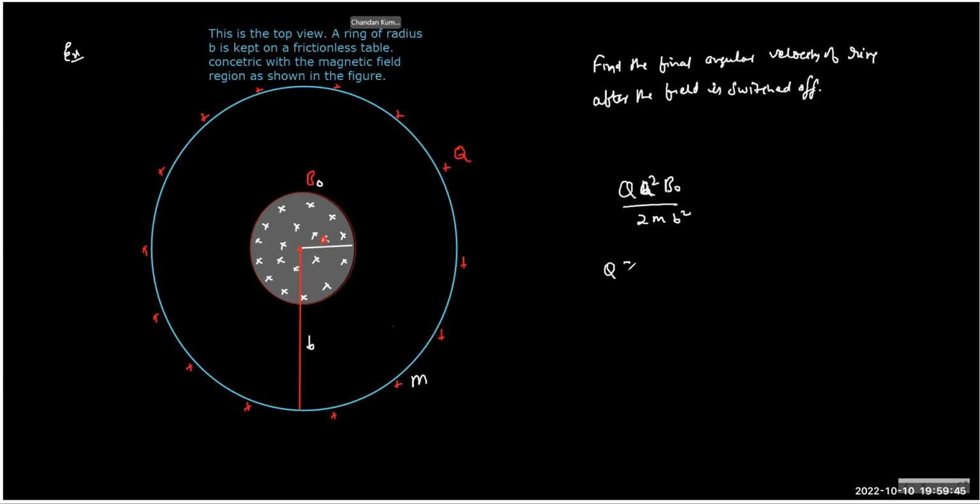So Q into E is I alpha, right? So Q into E is a force, into B, right? Q into E. And this will become how much? A square by 2B. Yes.